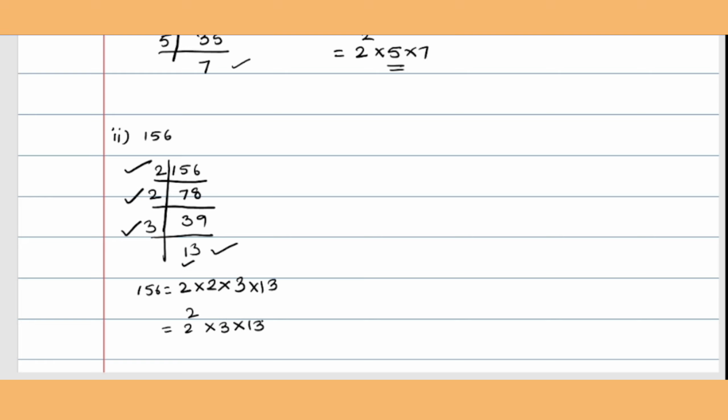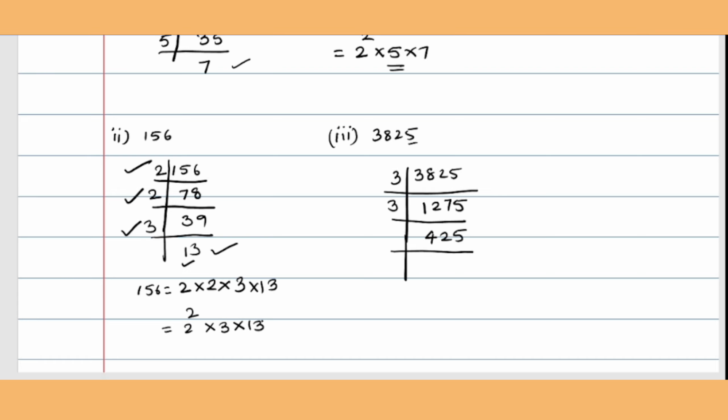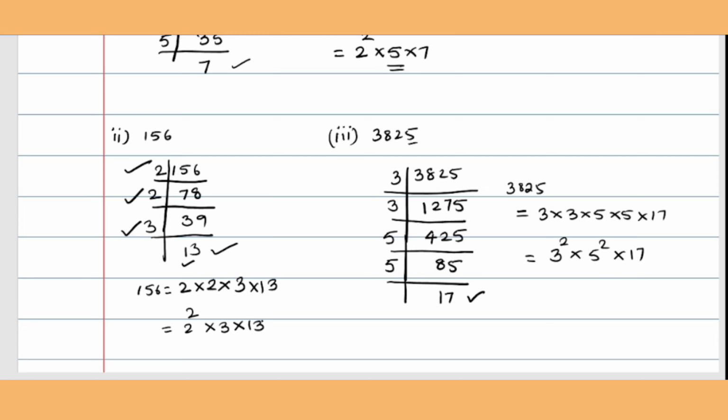Now let's tackle the third number, which is 3825. When 3825 is divided by 3, we get 1275. Next we divide 1275 by 3 again, and we get 425. Now 425 is divisible by 5. When 425 is divided by 5, we get 85. Again we divide 85 by 5, and we get 17, which is a prime number. That's it. So the prime factorization of 3825 is 3 times 3 times 5 times 5 times 17, which is nothing but 3 power 2 times 5 power 2 times 17.